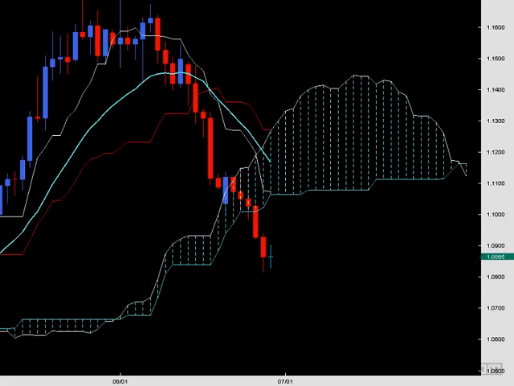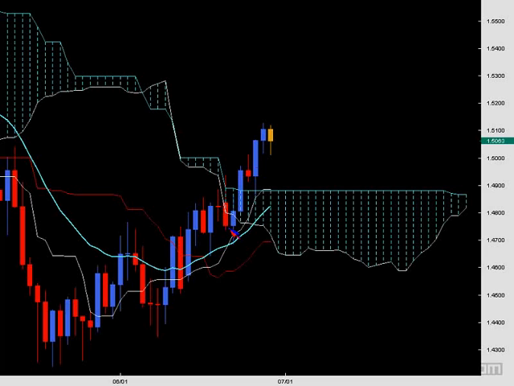Let's go through pound dollar real quick because we want to pass over it. Now, here is actually a great example of a break in a flat top. If you remember from last week, I was talking about this. Last week was the 22nd. The 22nd was this day right here.